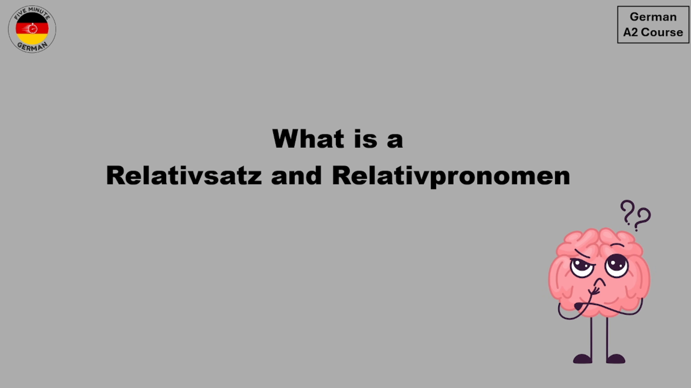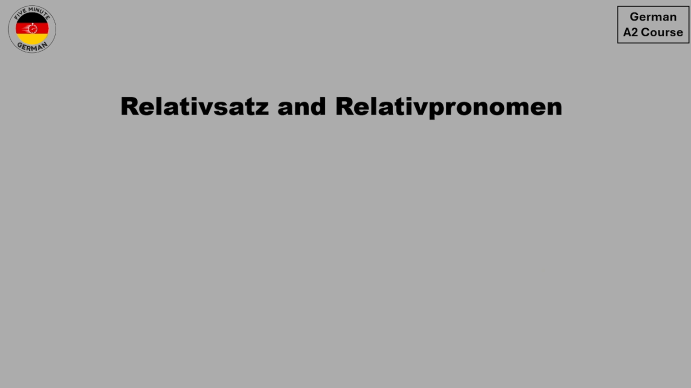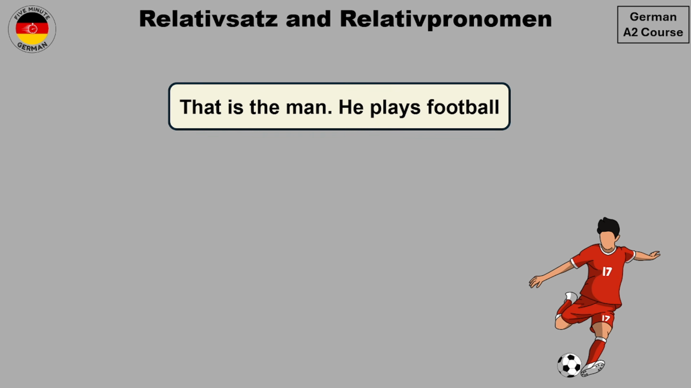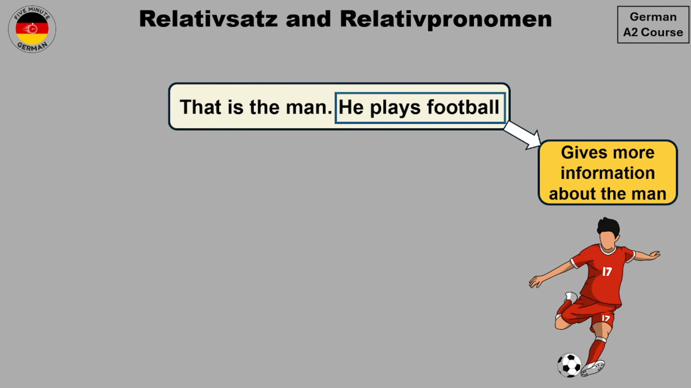So what is a Relativsatz and relative pronomen? To understand this, let's take a look at an example. We have this person who is playing football. We can describe this by saying, that is the man, he plays football. Now these are two sentences. And we see that the second sentence, which is he plays football, gives us more information about the man.